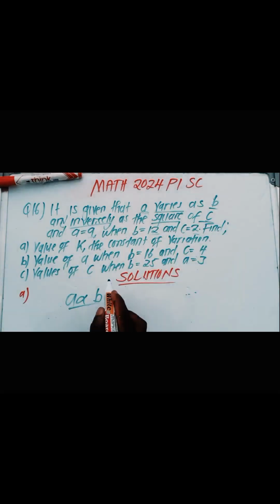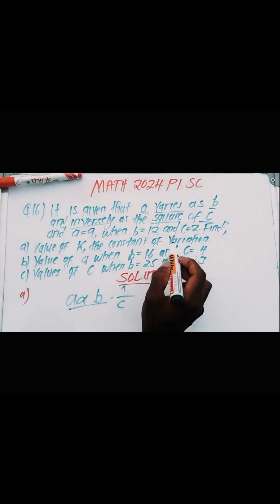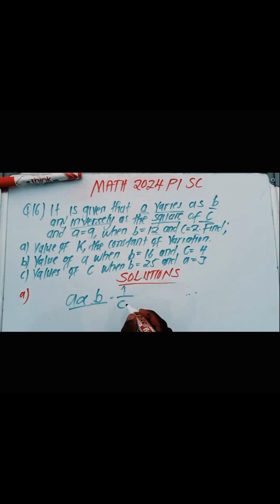So here what we are going to do is write C under B, because it is inversely. I want you to get that. It is more like A varies directly as B, and inversely, I said to say C, but 1 over C. But remember, this C is squared, and varies inversely as the square of C. So this is the expression which shows that something varies inversely.